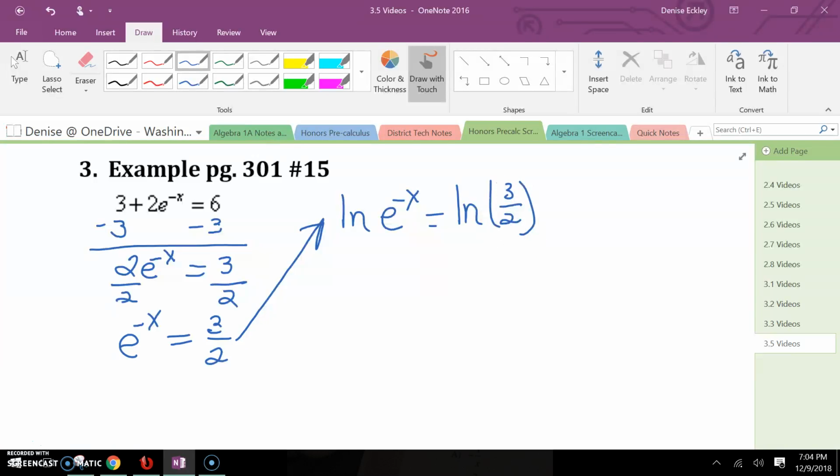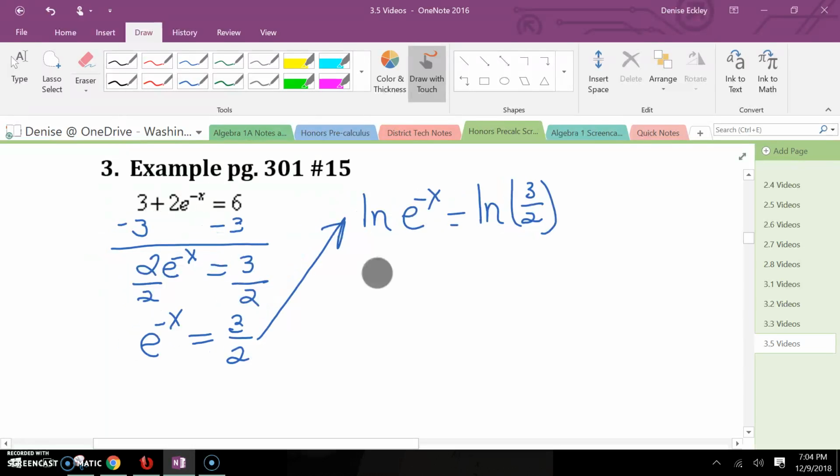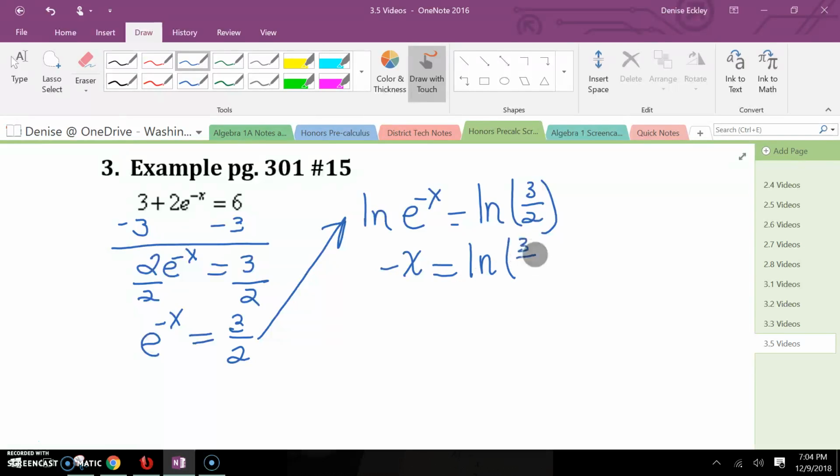Now I can use one of my basic log properties that we learned in section 3.3. So the natural log of e to the negative x is negative x, and that's going to equal the natural log of 3 over 2. So my exact answer is going to be x equals negative the natural log of 3 over 2, which is approximately equal to negative 0.405.